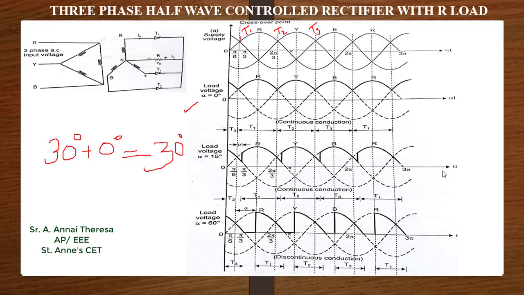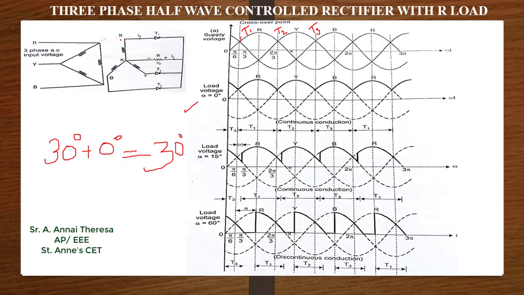In this video session, we are going to see the operation of the three-phase half-wave controlled rectifier with R load. This is the circuit. This is the input side, which is AC. Since it is a three-phase voltage, we have the phases R, Y, B. The input is connected in delta connection, and the secondary of the transformer is connected in star connection.